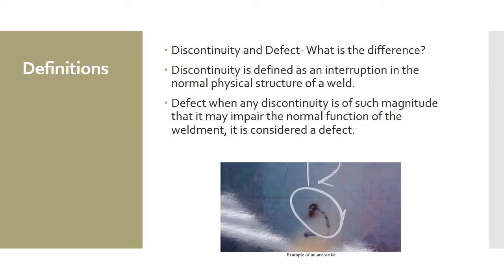I know this seems a little redundant, but we're going to hit this one just one more time here. Discontinuity and defect, what is the difference? Like we said, a discontinuity is defined as an interruption in the normal physical structure of the weld. A defect is when the discontinuity is of such magnitude that it may impair the normal function of the weldment. It is considered a defect. I'm beating this into you guys' heads just because it's such an important thing, and it will come up over and over and over again during the course of your career.